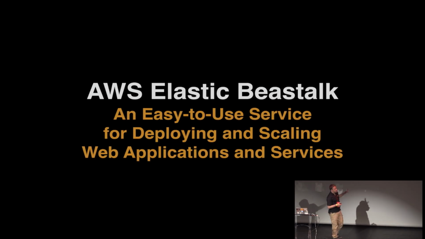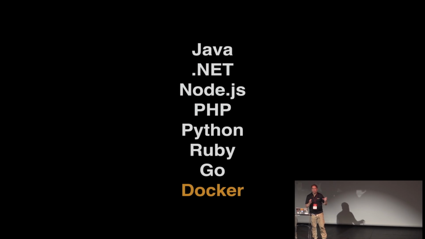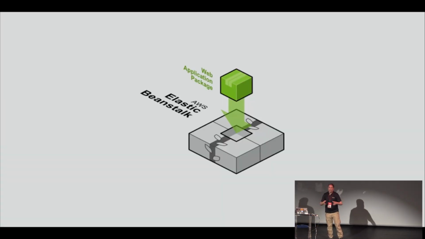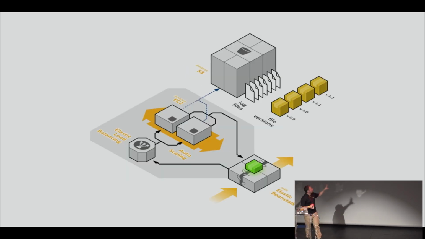So Elastic Beanstalk is very easy to use and allows you to deploy a web application or a web service. And you just need to give to Elastic Beanstalk your code, can be Java, .NET, Node, PHP, Python, Ruby, Go, or can be one or more Docker containers. And this package of the application is given to Beanstalk that will create a whole environment, an auto-scalable environment, or a single host environment for a test purpose. It is dedicated to you.